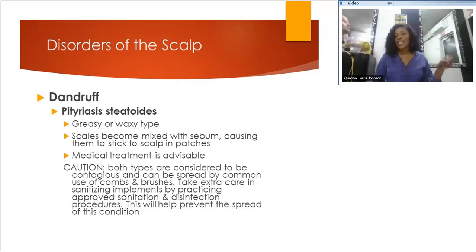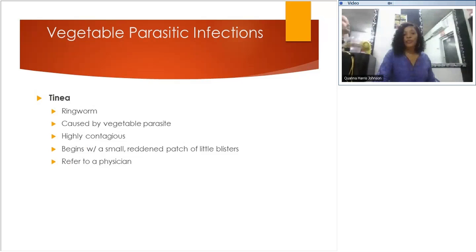Remember, fresh, clean towels should be placed on each client at every use. So you sanitize all your implements or tools that you use. Make sure that even a chair that a client sat on is sanitized, because dandruff will fly. Good? So then we are at vegetable parasitic infection.